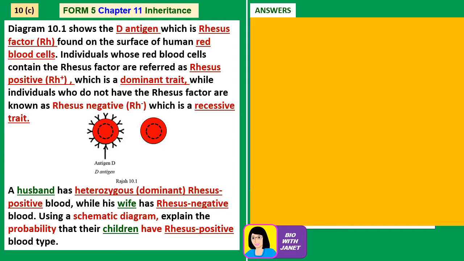Draw the schematic diagram. Remember, you must have all the titles on the left hand side. For example, parents' phenotype, parents' genotype, and then meiosis, gametes, and so forth. So pause the video. Right, now let's look at the answers.